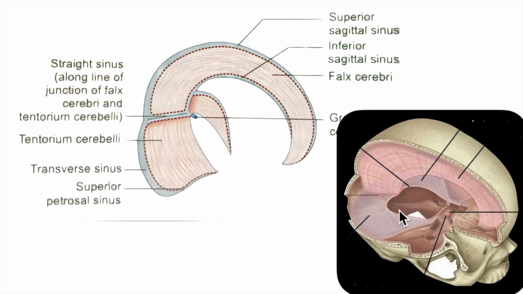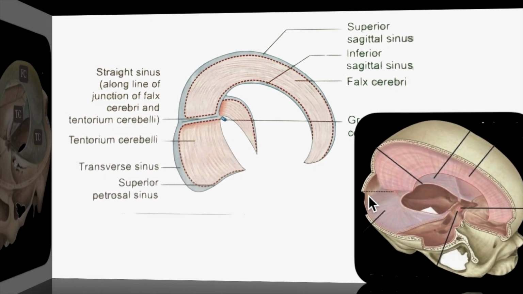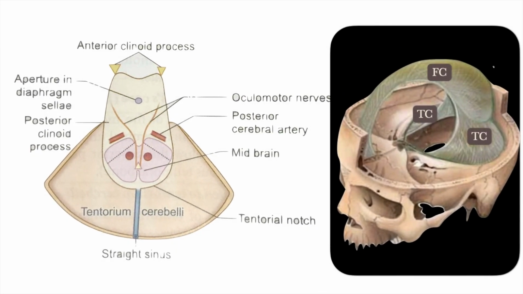Next, we have seen the margins and their anterior attachment. Looking at the posterior attachment, this tentorium cerebelli is attached to the posterior end of the falx cerebelli. In this straight line there is a sinus, and that sinus is called the straight sinus. So in the next slide you will see it clearly.